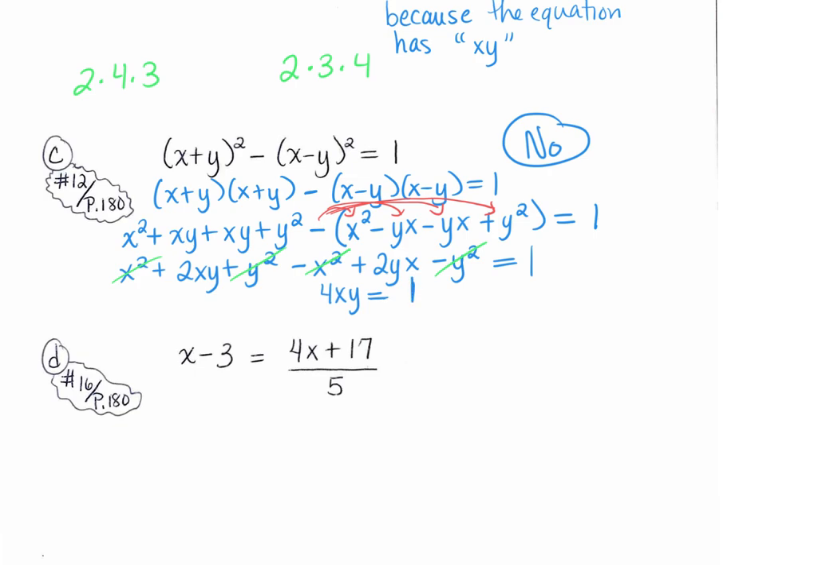So you get 4xy equals what? 1. And what does that say about our overall question? It's not linear, right? It's not a line. Why? It's not a line because it has what? It has an xy. Yup. You're right. So no, because the equation has xy.